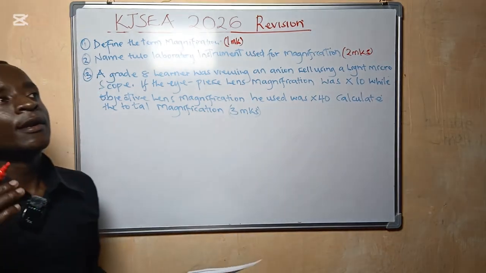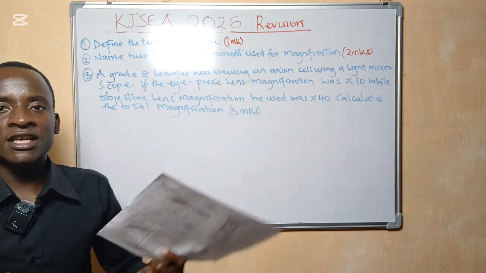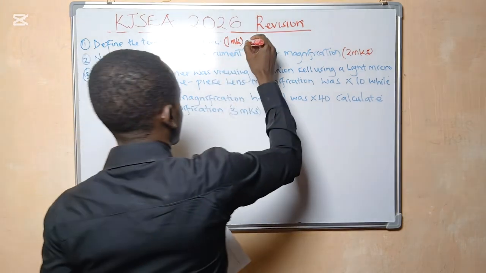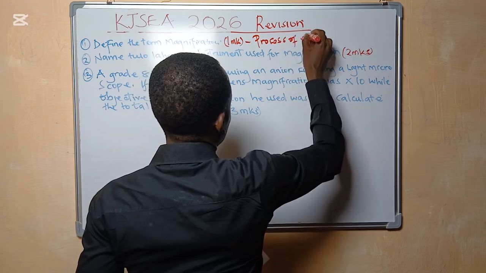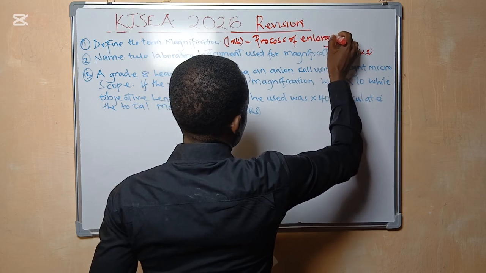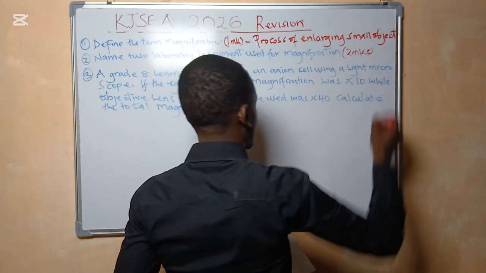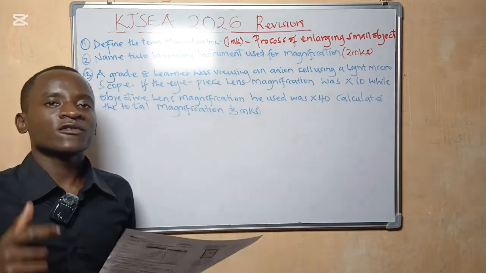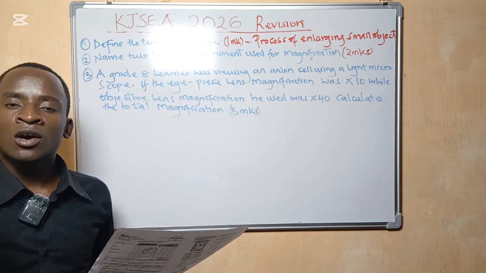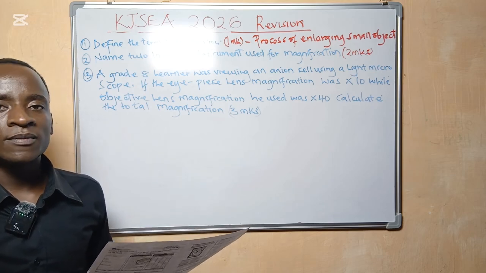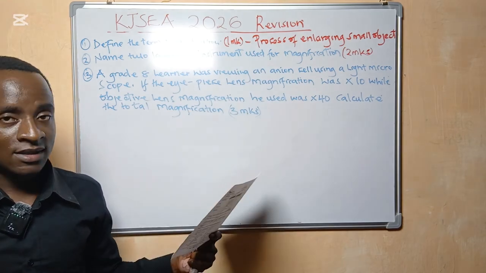This is how we define magnification. Magnification is a process of enlarging small objects for clear observation. So the process of enlarging small objects, this is what we mean by magnification. And the reason why we are enlarging these small objects is to study them, to have a clear observation of these objects or organisms, right?